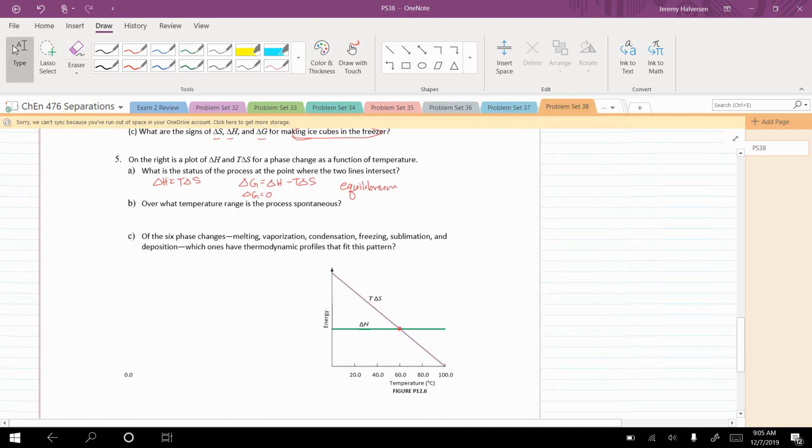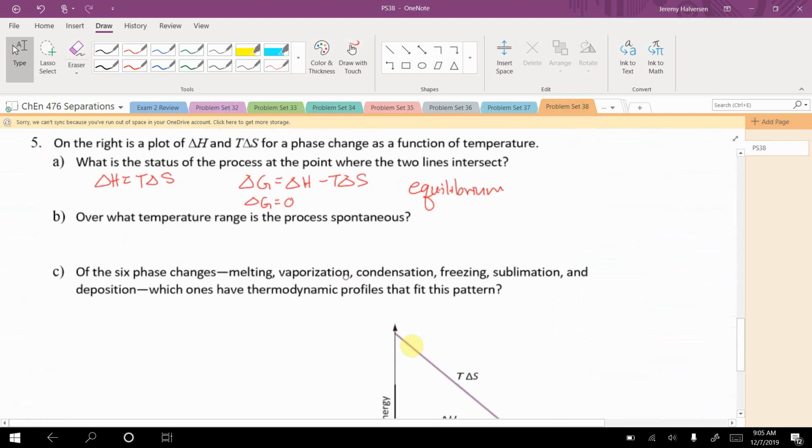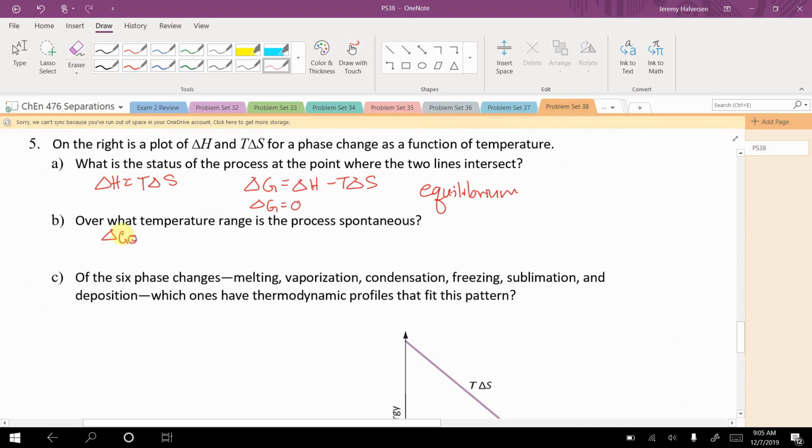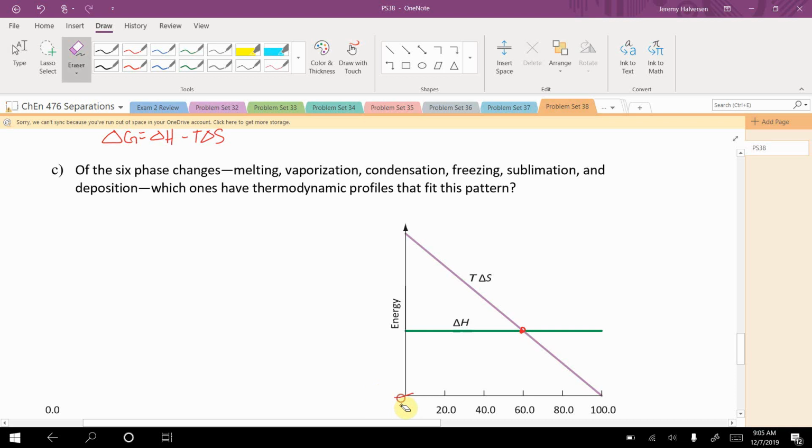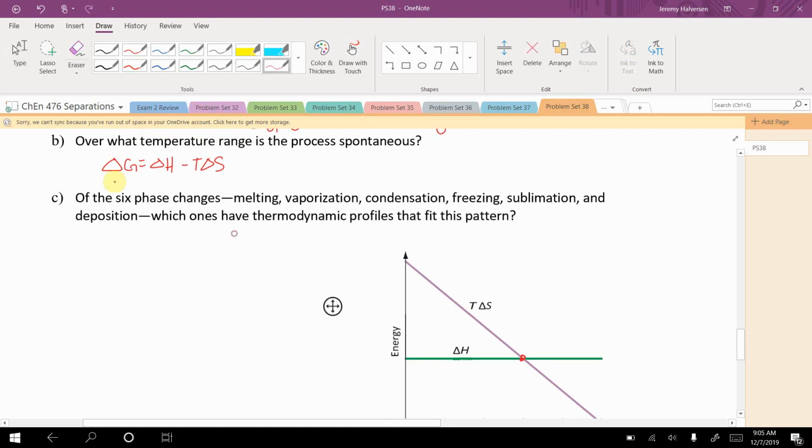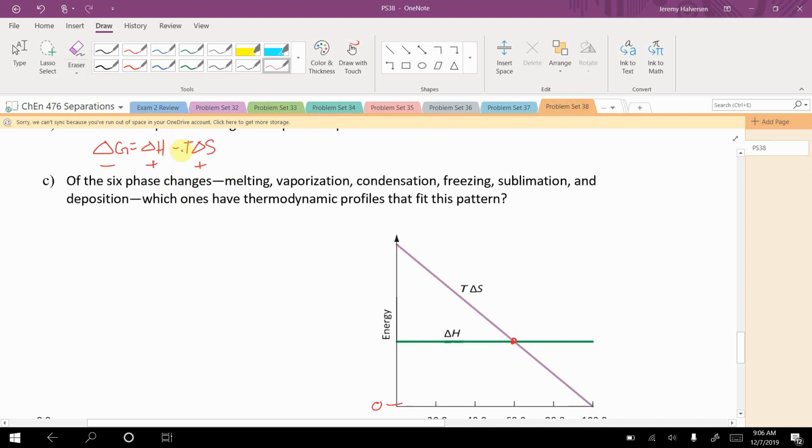Right, over what temperature range is the process spontaneous? Well, if I want it to be spontaneous, delta G, assuming that this is 0 in energy, my delta H is positive. So I want delta G to be negative first to be spontaneous, which would mean I need this whole thing to be positive, and to be greater than delta H. Basically, T delta S needs to be bigger than delta H, so that H minus T delta S is negative.